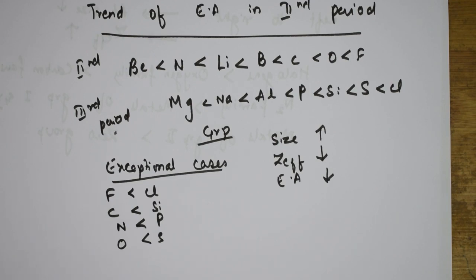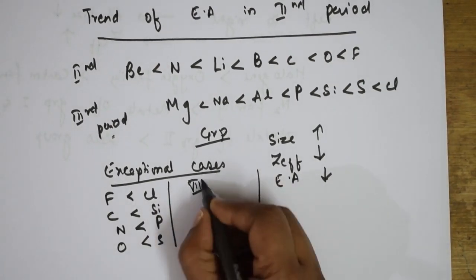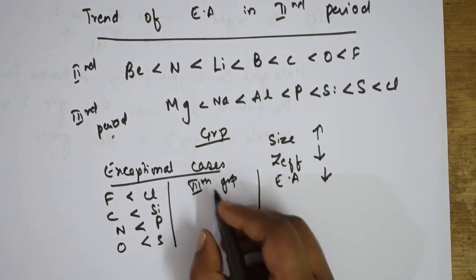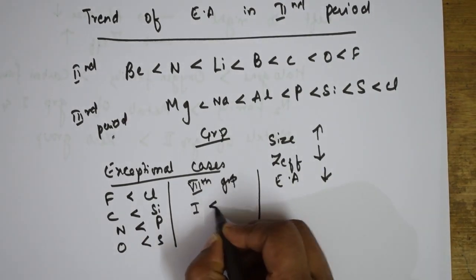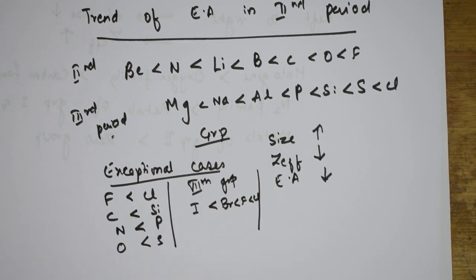So remember one important thing: the sequence of electron affinity. Suppose I have to write the 7th group, I'm writing it here only because of the exceptions also. In the 7th group, the order is iodine less than bromine, less than fluorine, less than chlorine.